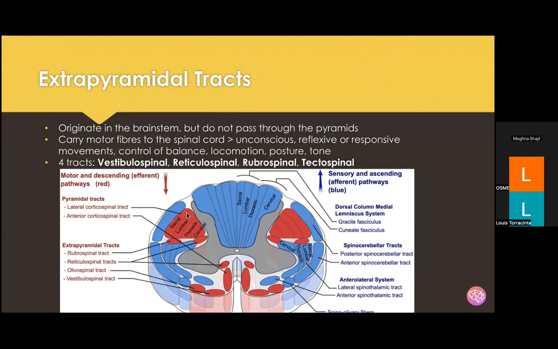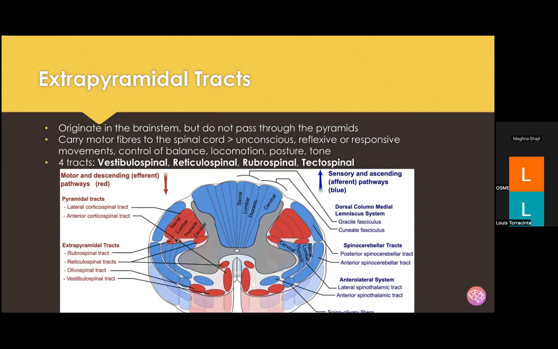You have in the red these descending motor pathways. So you have your pyramidal tracts. I know this looks like a pyramid. That's not the pyramids that we're actually talking about, but that's just helpful. So you have your lateral corticospinal tract, because that's on the lateral side, the far left side, okay? Sacral, lumbar, thoracic, and cervical. You have your anterior corticospinal tract. That's obviously the anterior part of the spinal cord, okay?